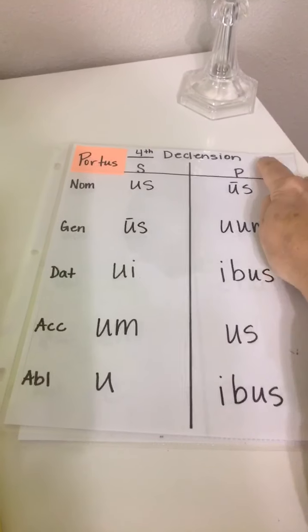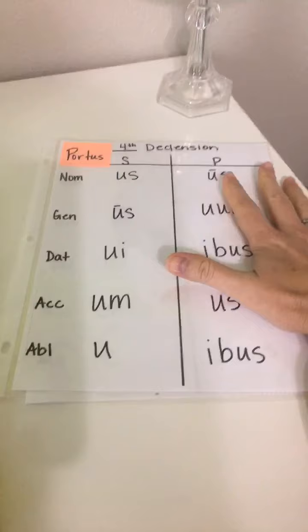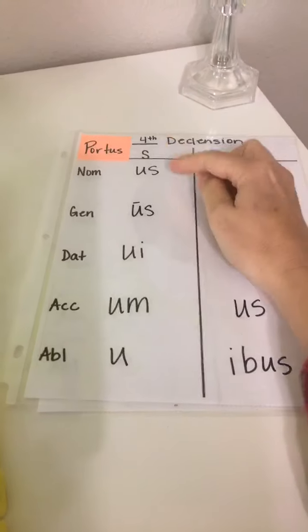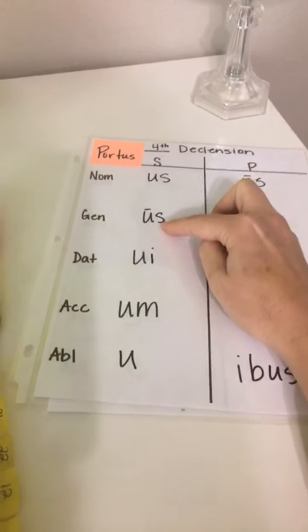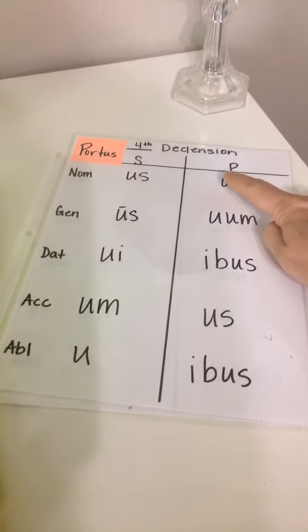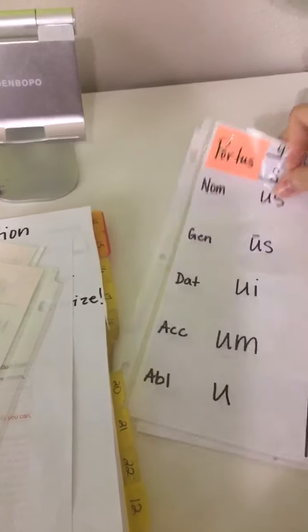Okay, fourth declension, portus. Fourth declension, I don't have it up in here, but it's masculine. Typically, there are some neuter that we'll learn later in Henley, but right now we're just focusing on masculine. Portus, portus with a macron, portui, portum, portu. Portus with a macron. Portuum, portibus, portus, portibus. And then fifth declension, typically feminine.